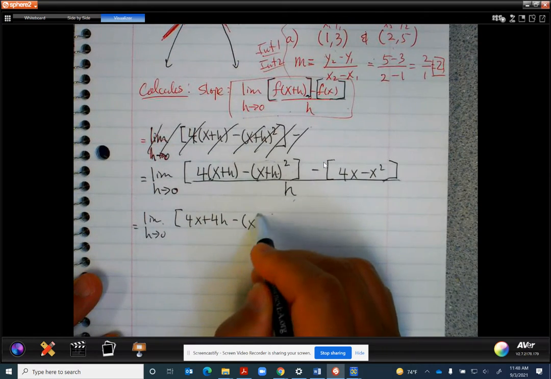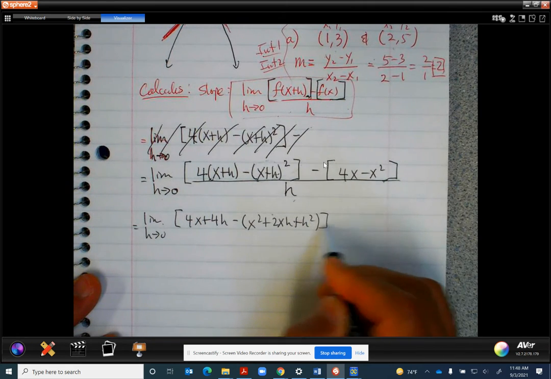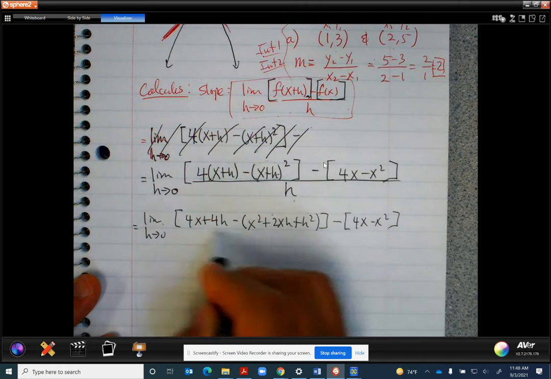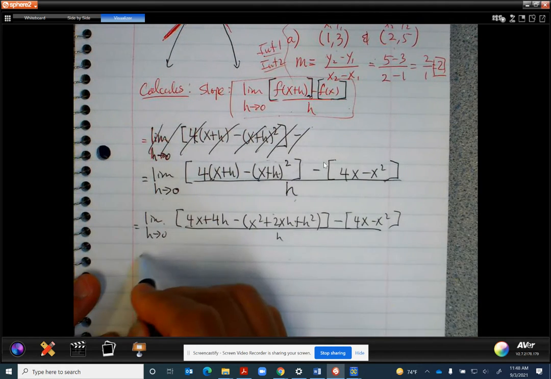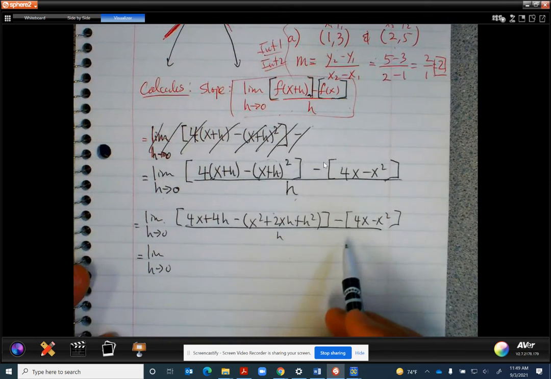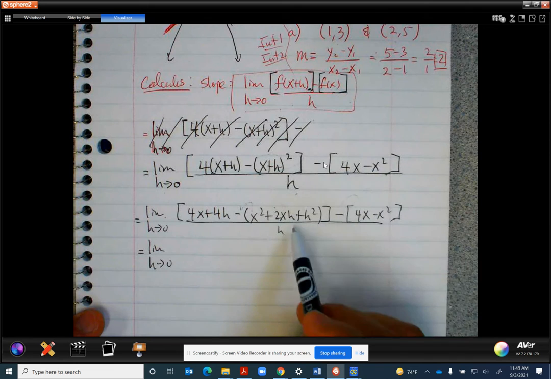That's x squared plus 2xh plus h squared minus 4x minus x squared all over h. All right, stay with me, okay? Limit h goes to 0. I'm going to take all the parentheses and brackets out. Make sure you distribute the negatives. I have parentheses and brackets so that I can distribute the negatives.